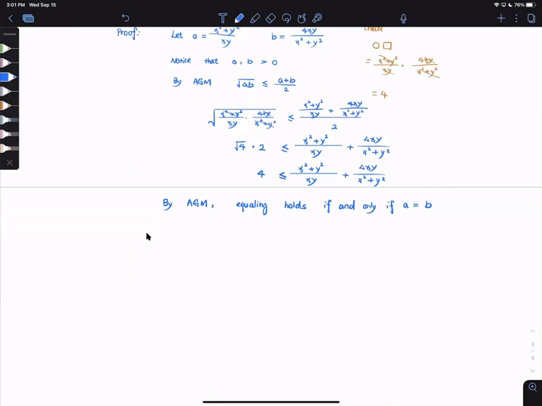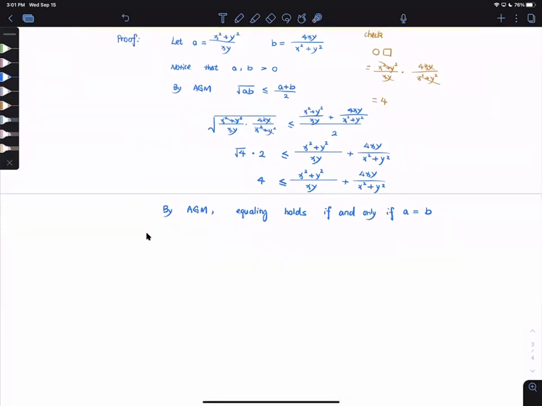We know this. So that means equality holds if and only if this equals this. So (x squared plus y squared) over xy equals 4xy over (x squared plus y squared). Okay, so I know equality holds if and only if this is true. Now, this is going to give us (x squared plus y squared) whole thing squared equals 4xy times xy.